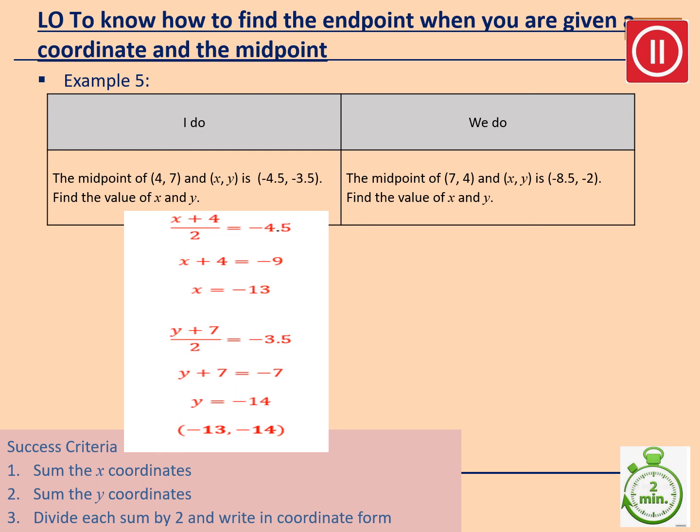(y plus 7) divided by 2 equals minus 3.5. Multiply both sides by 2. y plus 7 equals negative 7. Subtract 7 from both sides. So negative 7, subtract another 7, is y equals negative 14. So the coordinate we're looking for is negative 13, negative 14. Pause the video while you have a go at the we do.